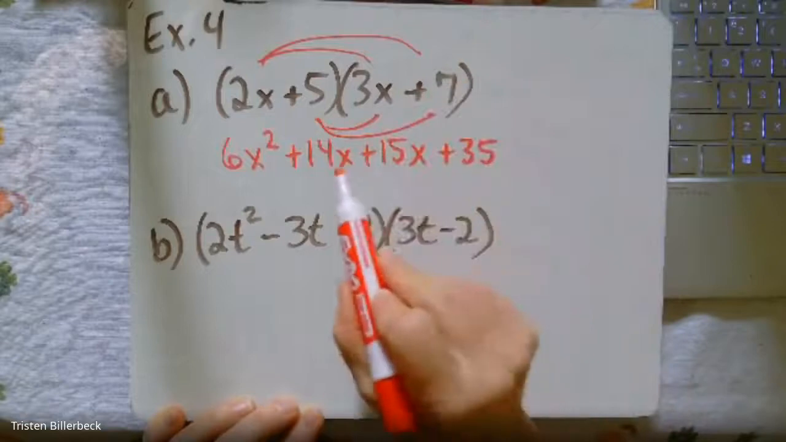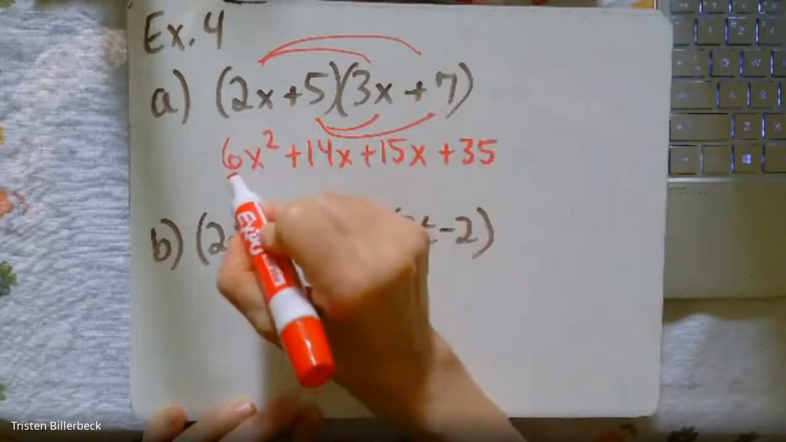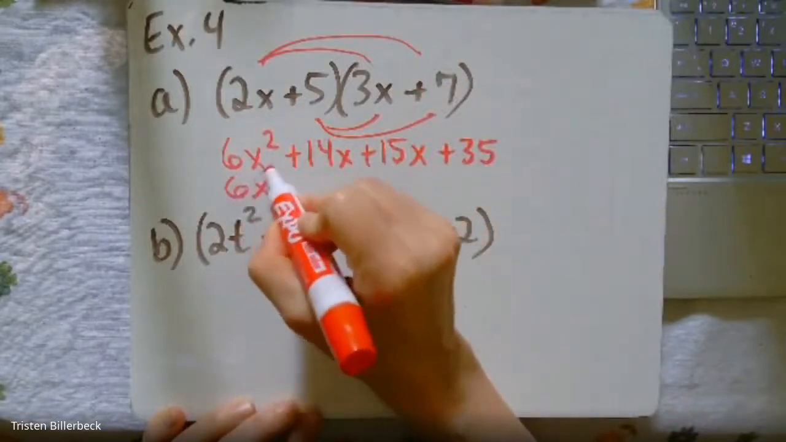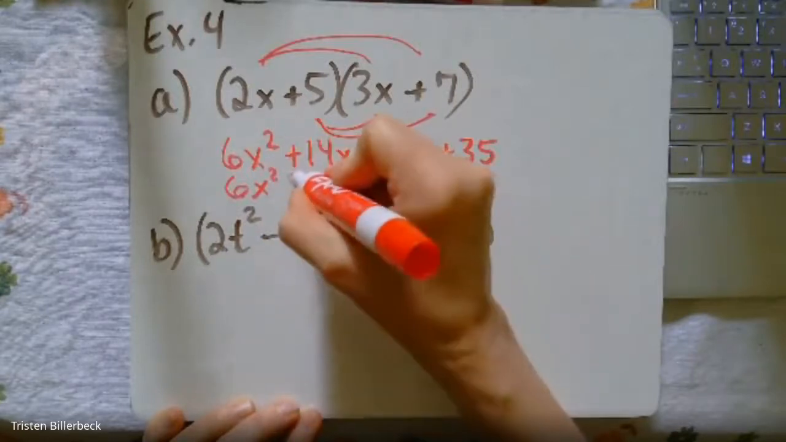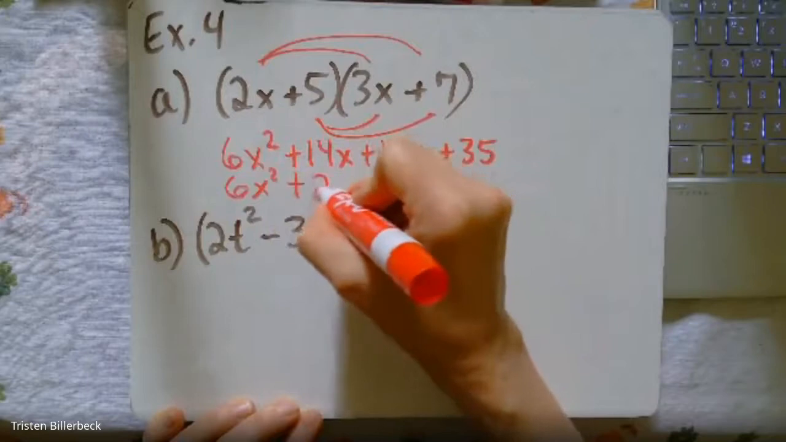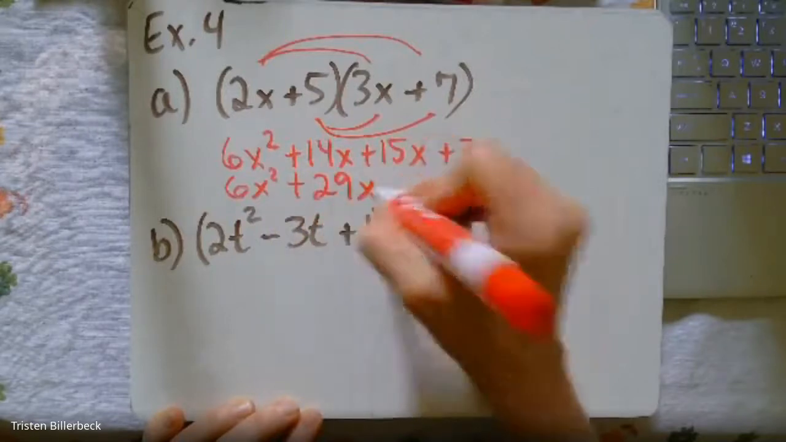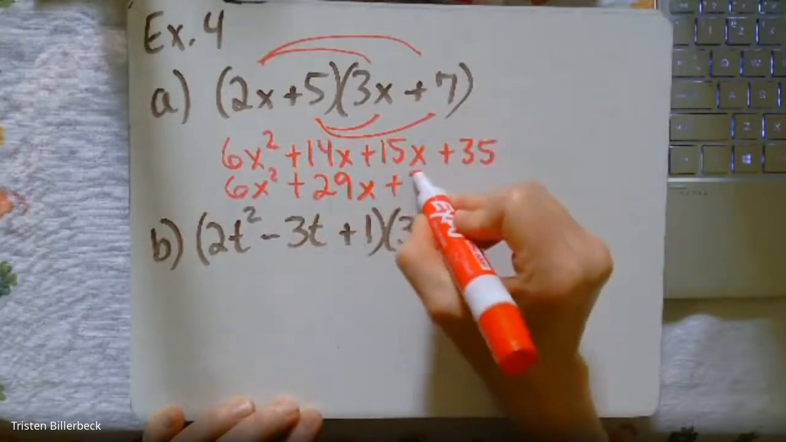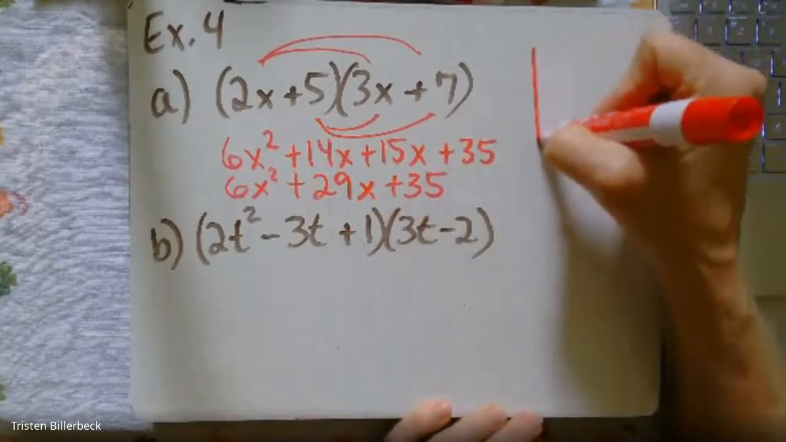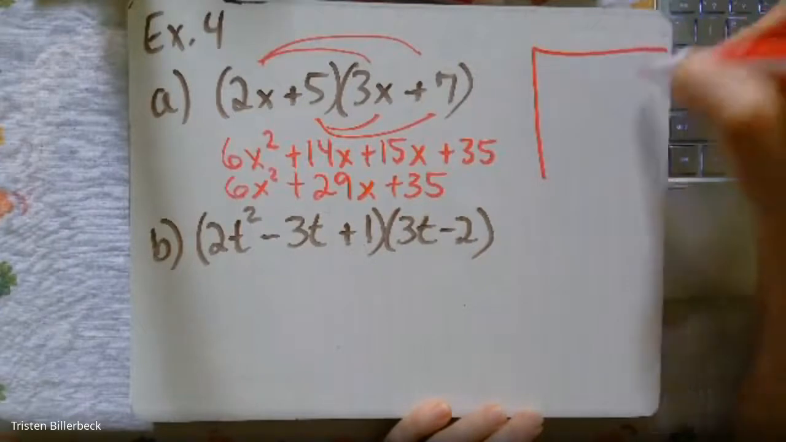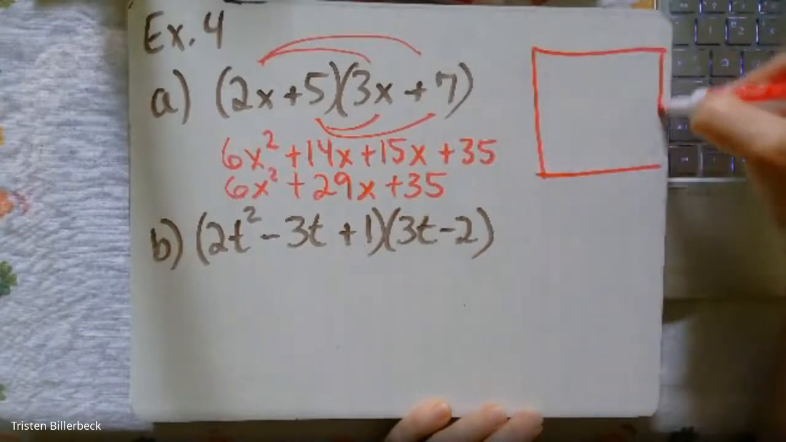So we do have two like terms, so we need to combine them. So our final answer is 6x squared. 14 plus 15 is 29. So we have 29x plus 35. So let's go ahead and figure out what we would have had in the box.